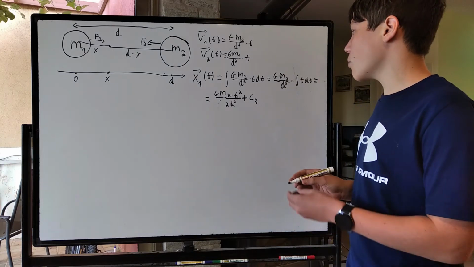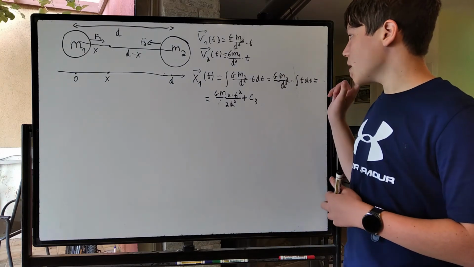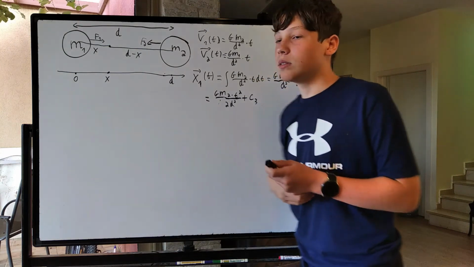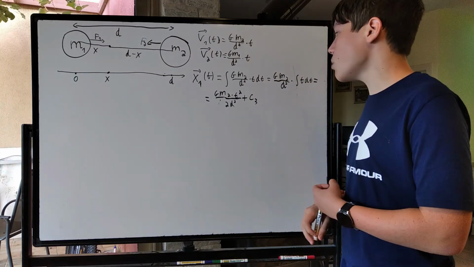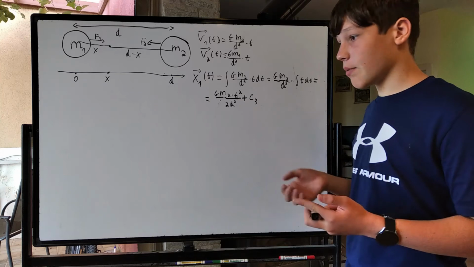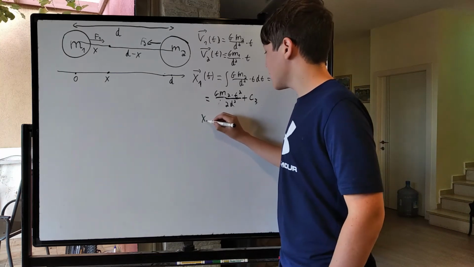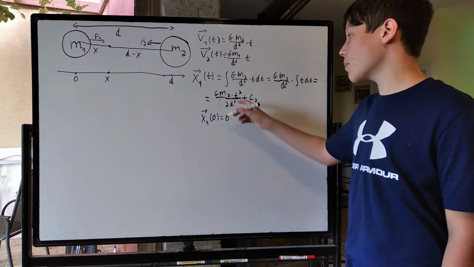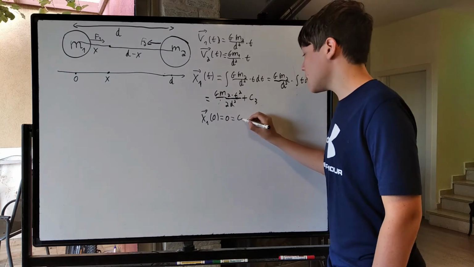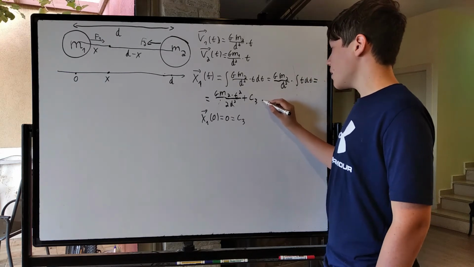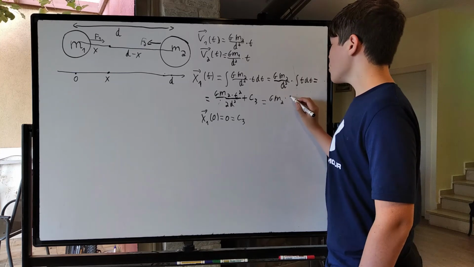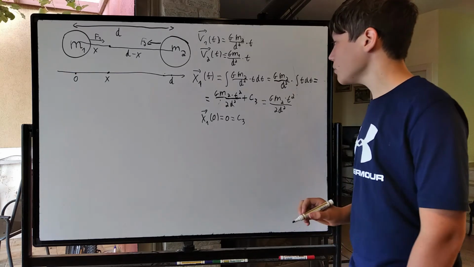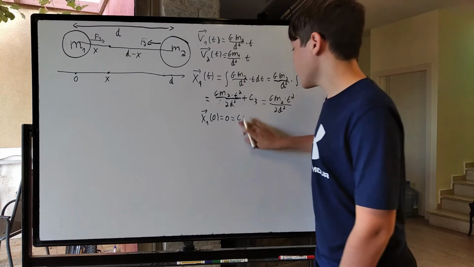And now we know that the initial position of x1 we defined to be 0, meaning that when we plug in t equal to 0, x1 of 0 should be 0. But when we plug in 0 into here, we get c3. So c3 is 0, meaning that this is just gm2 times t squared over 2d squared. Now this is x1 of t.